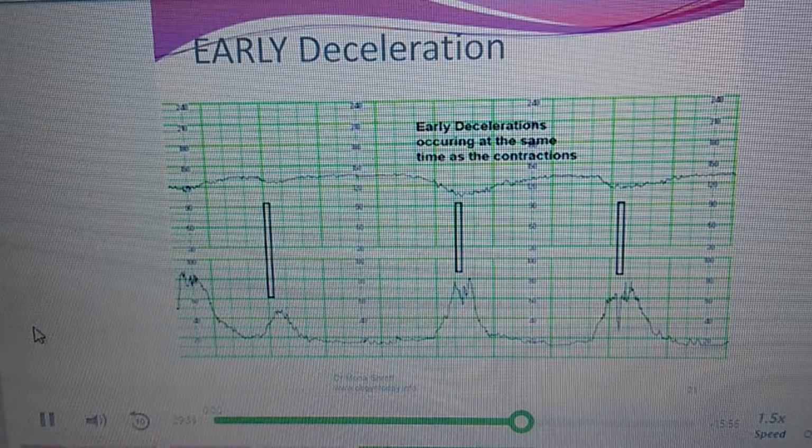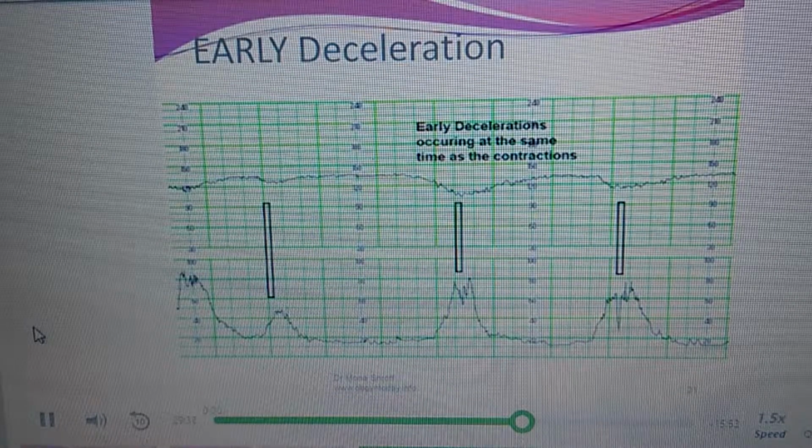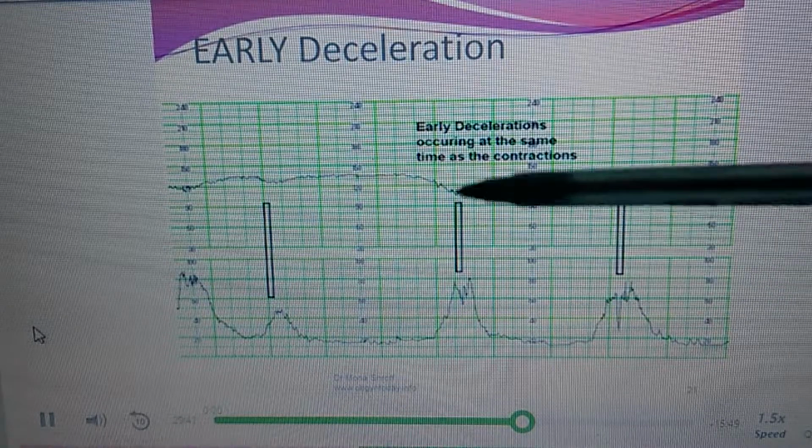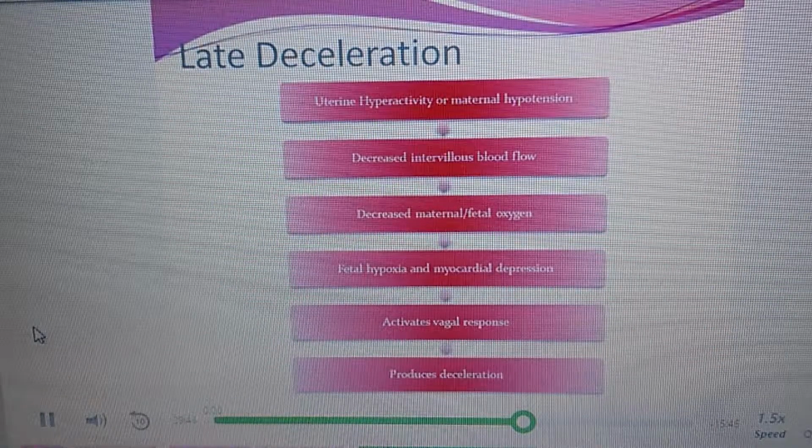Okay, again, these are just pictures of earlies and what you would see on your monitor. Lates, on the other hand, are very different.